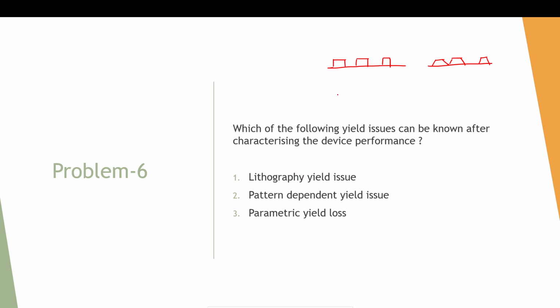Pattern dependent yield issue, again just like I said previously. Somewhere the pattern might be dense, somewhere the pattern might be sparse. Based on that, say I am having a positive resist. The mask here is very dense and here it is very sparse. Positive resist means whatever is exposed will get removed. Say this is my silicon substrate and I am exposing the PR on top of it. The PR here, after exposure and development, will look like this.